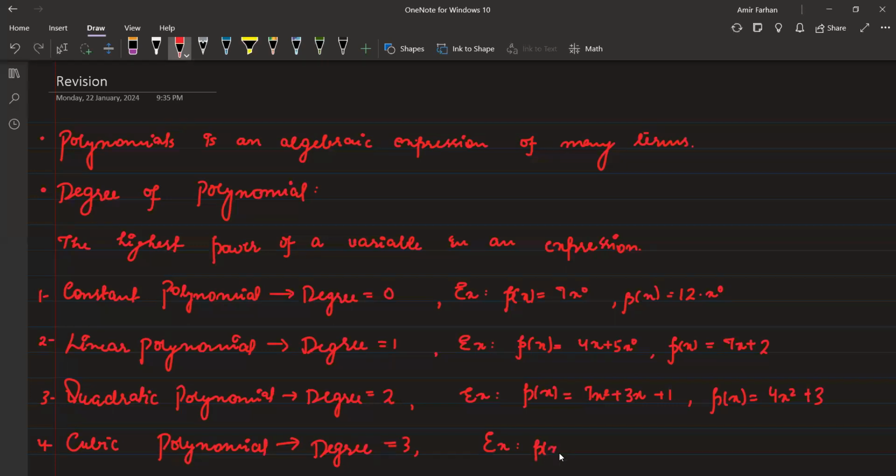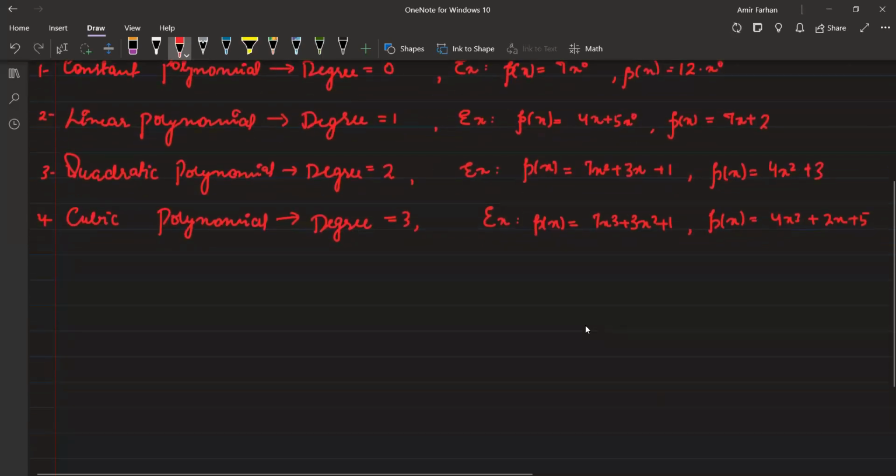P of x will be equal to 7x cube plus 3x square plus 1. P of x will be equal to 4x cube plus 2x plus 5. So out of these, you can see that the highest power of the variable is 3. Okay, got it? No response. Yes, sir.